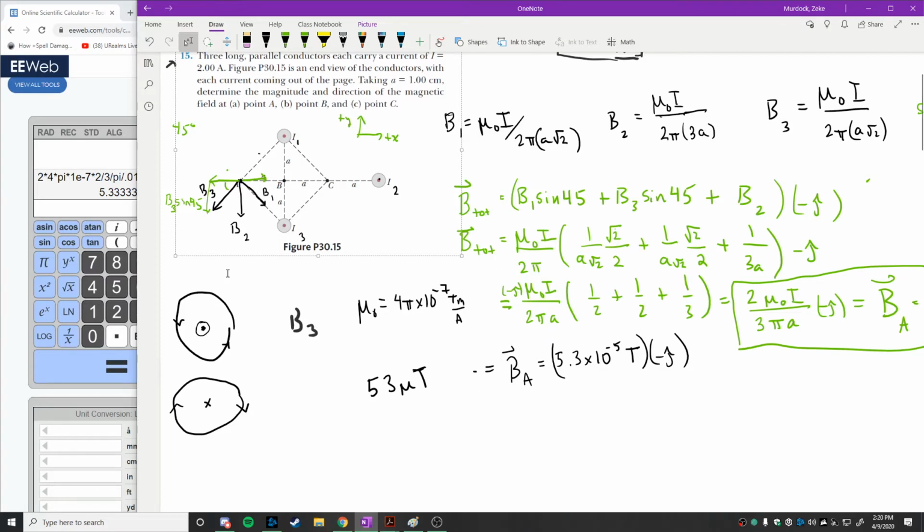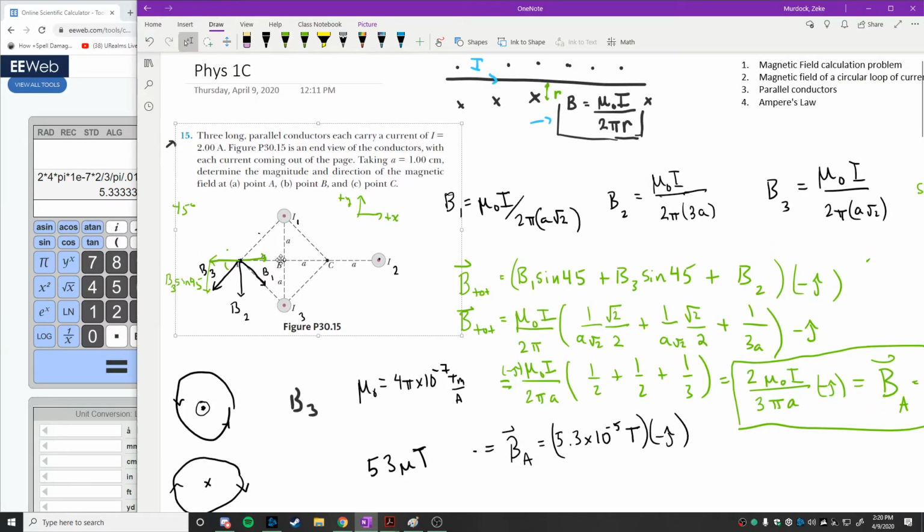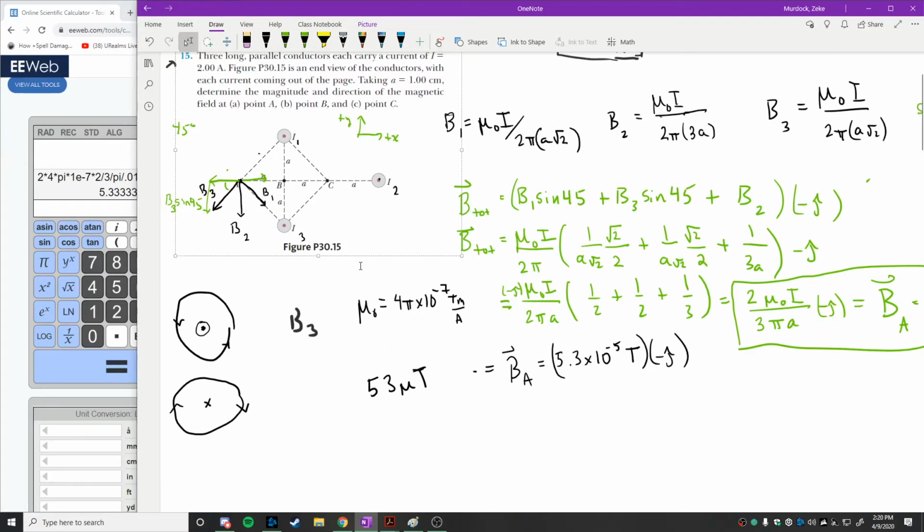All right, so what I want you guys to do now is try this on your own. First of all, I want you to do part B, which is point B, and then I want you to do point C. Point C is going to be pretty similar to the one we just did. Point B should actually be easier because there's not going to be any trig. Okay? So give it a shot.